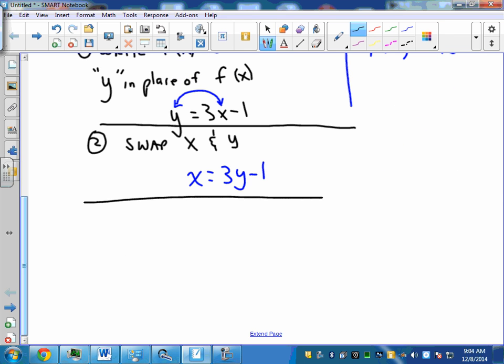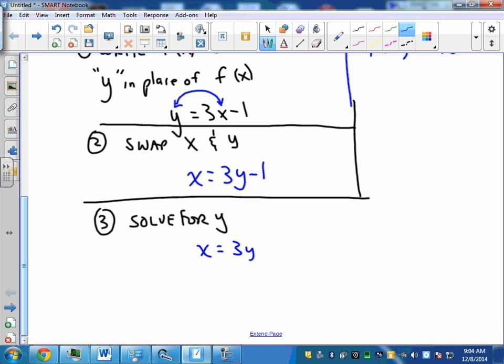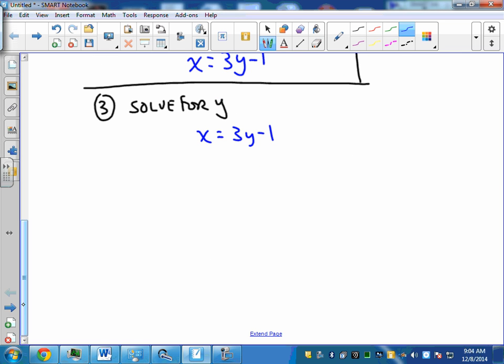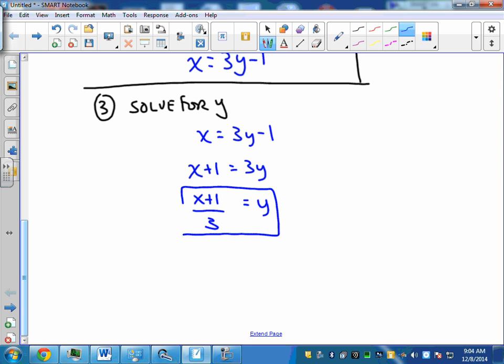We've done that. Okay, and the third step now is to solve for y. So we're going to take this blue equation, x is 3y minus 1, try to get the y by itself. Not hard to do. Add 1 to both sides. X plus 1 is 3y. And lastly, divide by 3. So y would be x plus 1 divided by 3. This is now going to be our inverse function, and we can use the special notation for inverse functions. F inverse is going to be x plus 1 over 3.